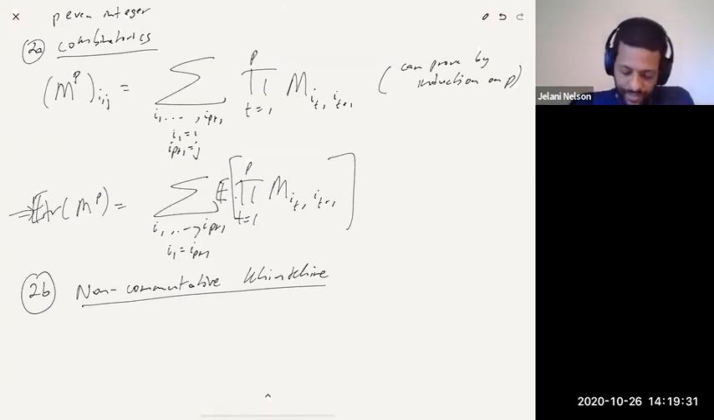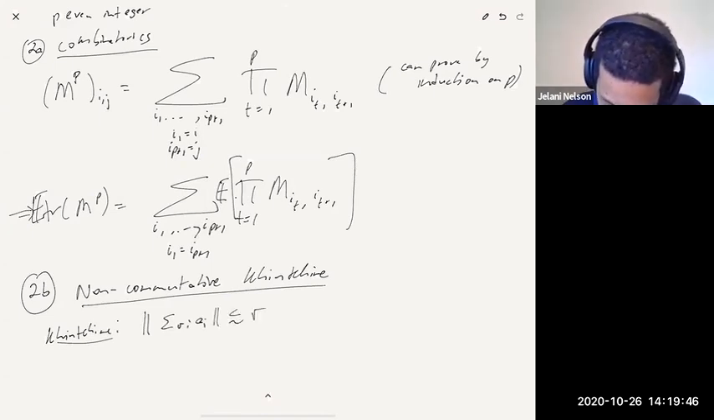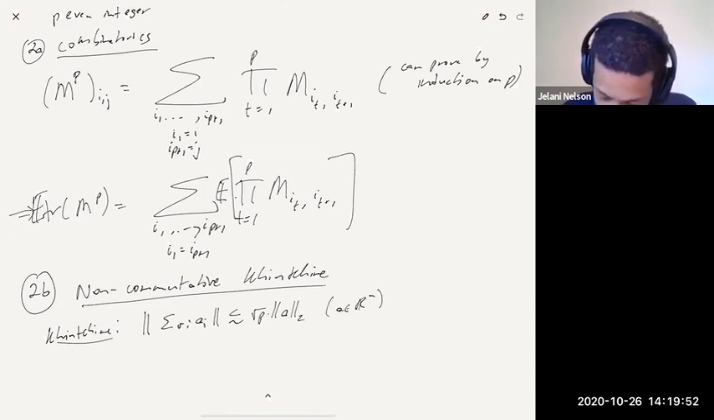Right, so Khinchin says, if I look at the p norm of the sum of sigma_i a_i, this is at most root p times the L2 norm of a, where a is a vector. So the non-commutative Khinchin tries to generalize this to matrices.